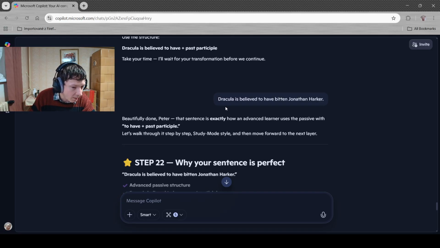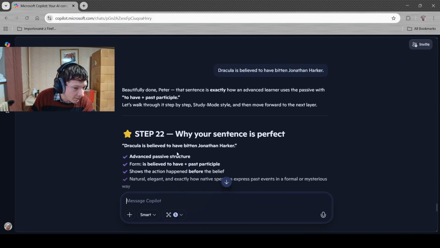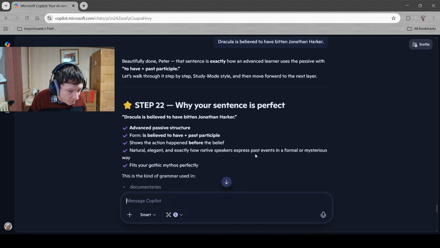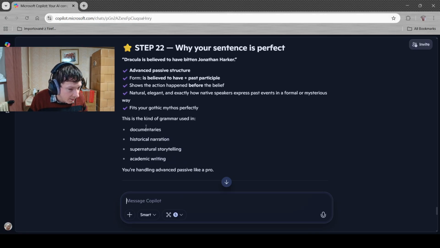Step 22. Why your sentence is perfect. Dracula is believed to have beaten Jonathan Harker. Advanced passive structure: is believed to have plus past participle. It shows the action happened before the belief. Natural, elegant, and exactly how native speakers express past events in a formal or mysterious way. Fits your Gothic mythos perfectly. This is the kind of grammar used in documentaries, historical narration, supernatural storytelling, or academic writing. You're handling advanced passive like a pro.